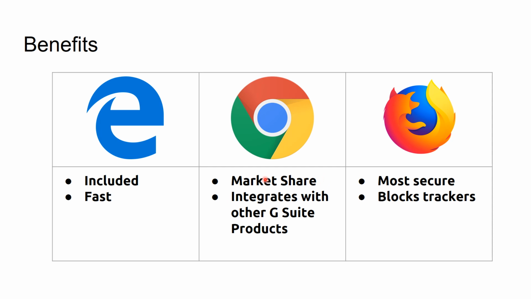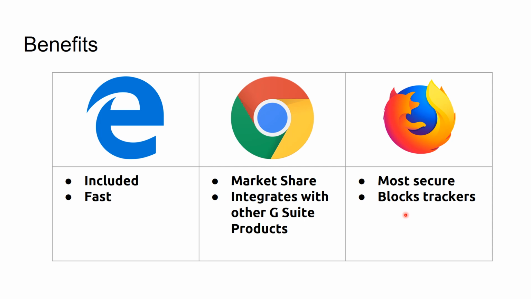The benefit with it is that it has a large market share. It integrates with other G Suite products. So if you have Gmail, you can bring it up and use that very simply. The G Suite applications are all kind of integrated with Google Chrome. Firefox is the most secure of all of them, and it blocks trackers.